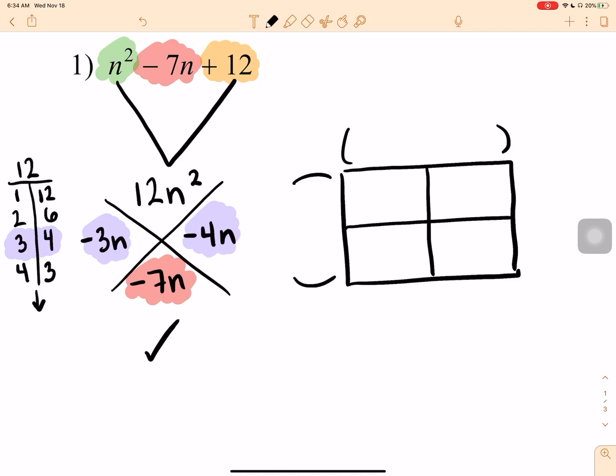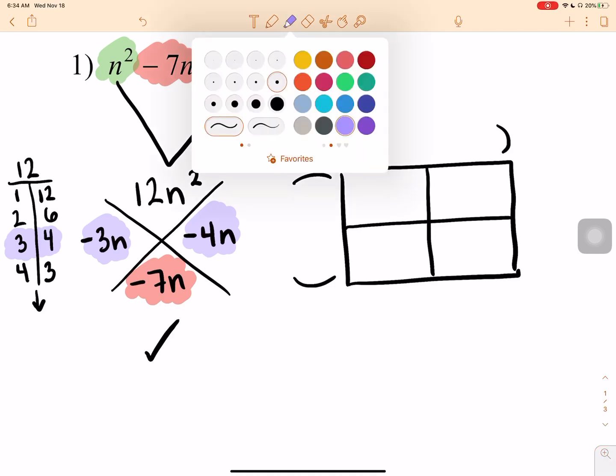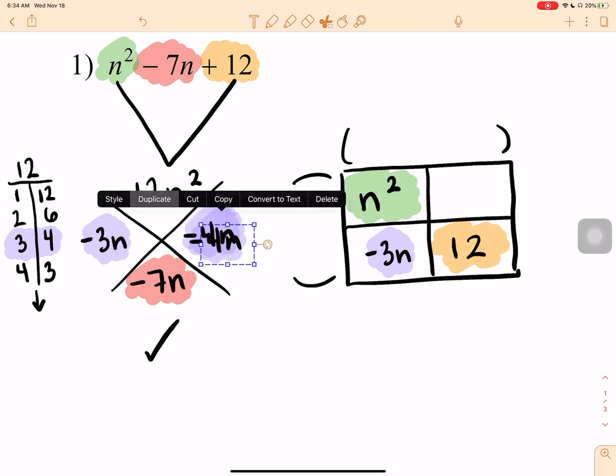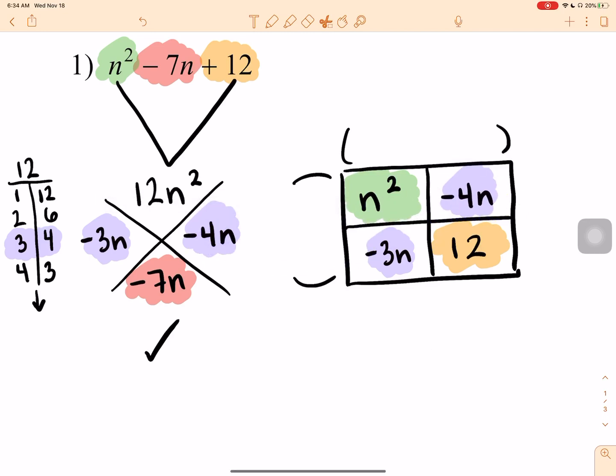Alrighty, so the first box, we always want to put that n squared. The n squared goes here. And then the bottom right box is the 12, or my C term. And then I have my factors here, negative 3n and then negative 4n. The reason why we have to do this is because in the very beginning, if you remember, I showed you guys how the products of the diagonals are equivalent.